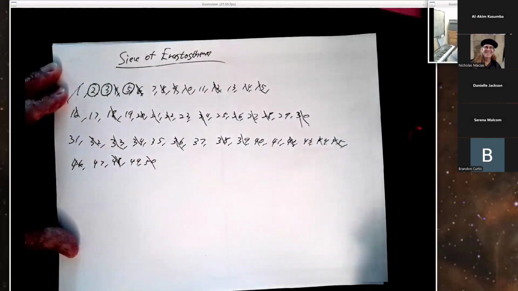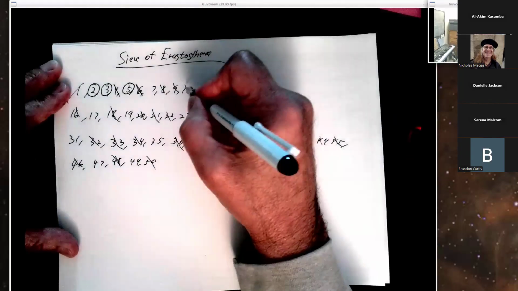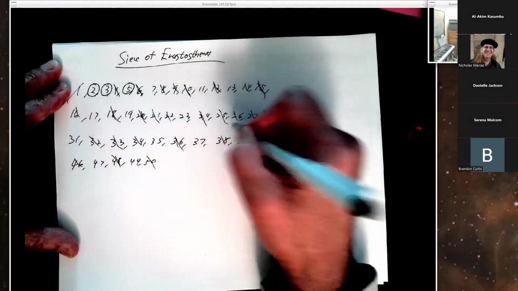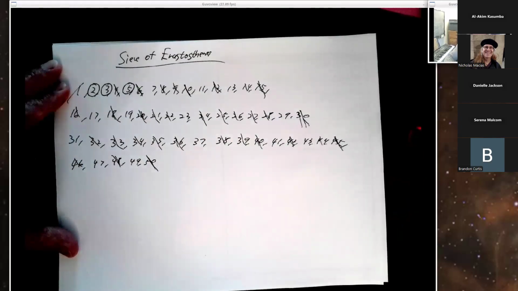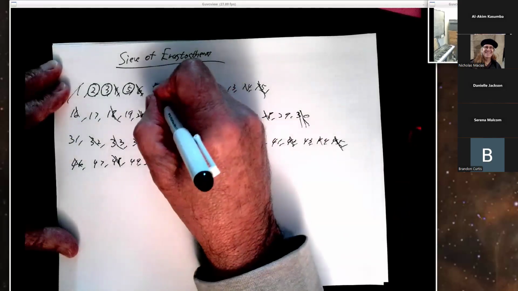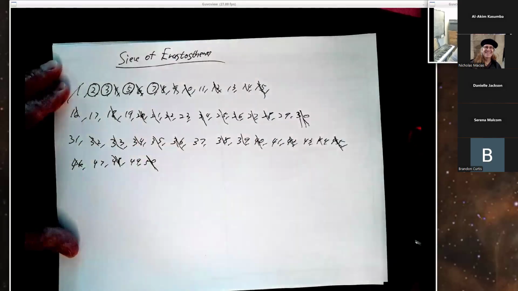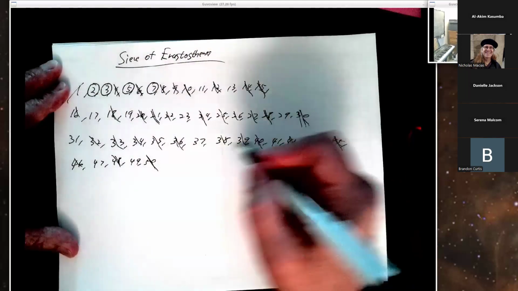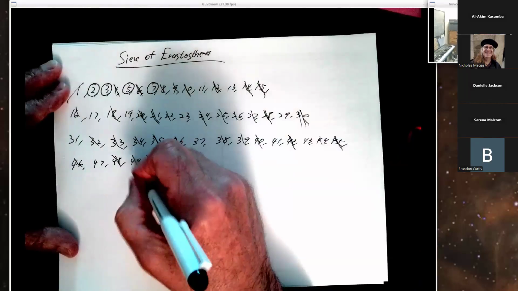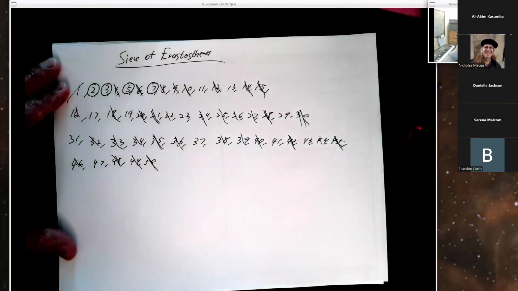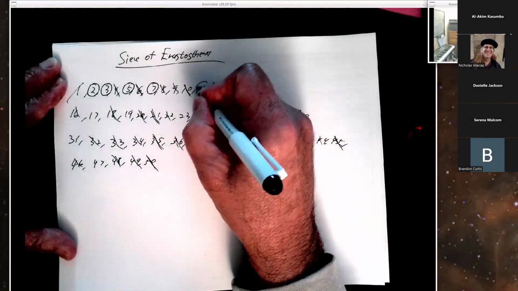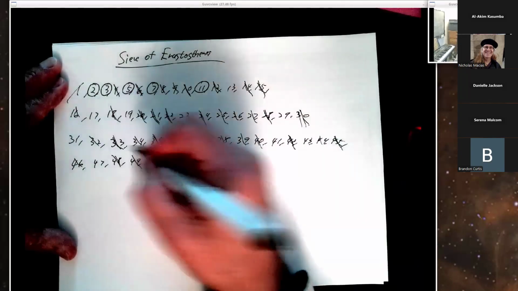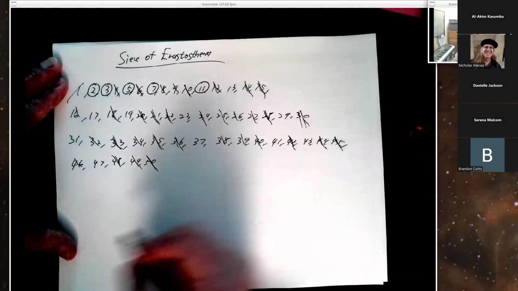That takes out 10, 15, 20, 25, 30, 35, 40, 45, and 50. And we just keep going. Next number is 7. Cross out every seventh number: 14, 21, 28, 35, 42, 49. Next number that's not crossed out is 11. That's going to be prime. Cross out every 11th number: 22, 33, 44, and there's no 55.